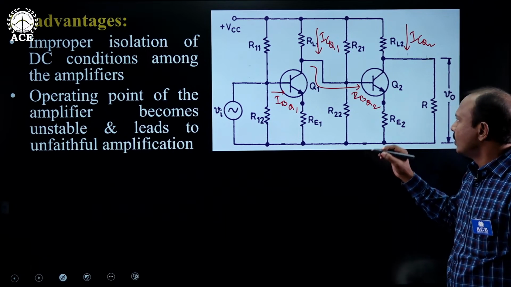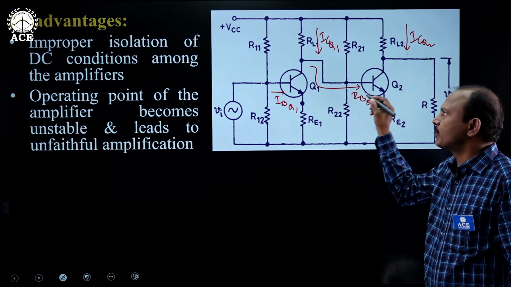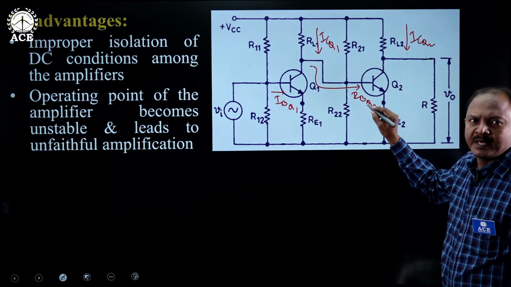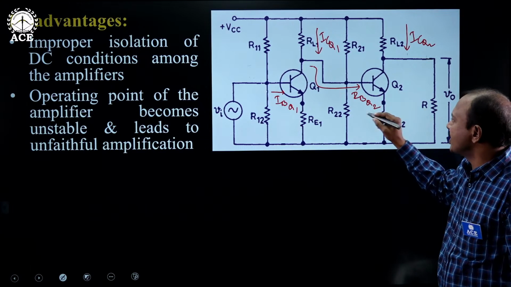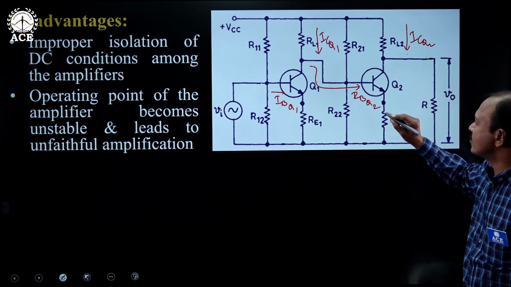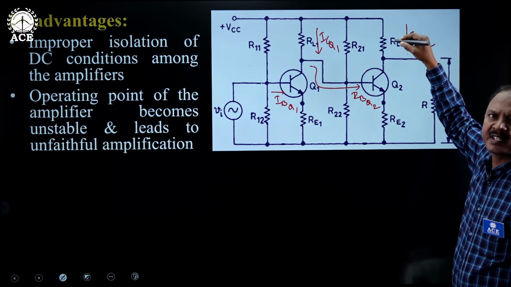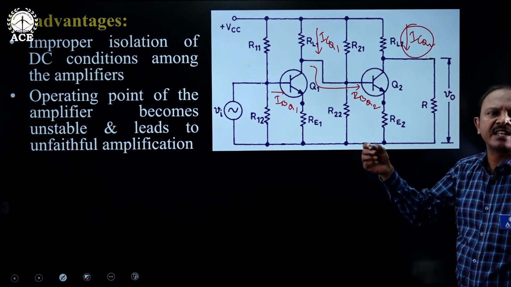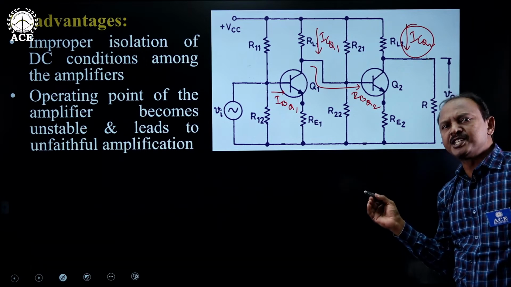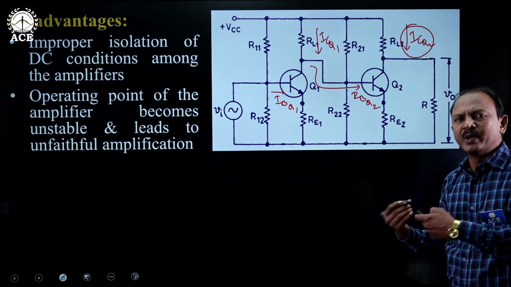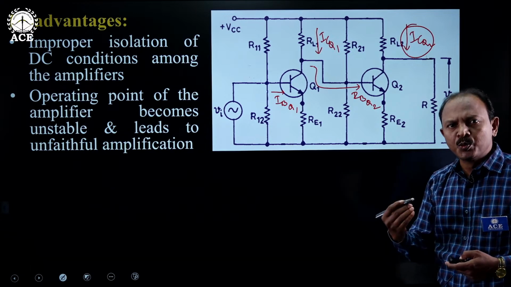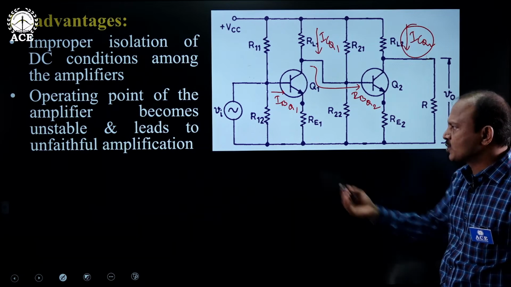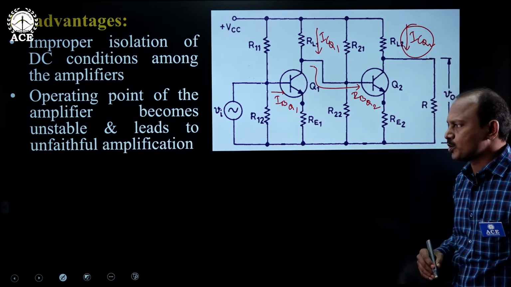Now, the problem in this circuit is, because of direct coupling, some of the DC output current of the first stage may mix with the base current of the second stage, which leads to a change in the base current of the second stage, which will automatically change the collector current of the second stage. If the collector current of the second stage gets modified, that will automatically reflect in a shift in the operating point. The operating point may shift towards the saturation region, which will lead to clipping of the output signal in the positive half cycle, which leads to unfaithful amplification in the amplifier. That's the second most important drawback of this circuit.